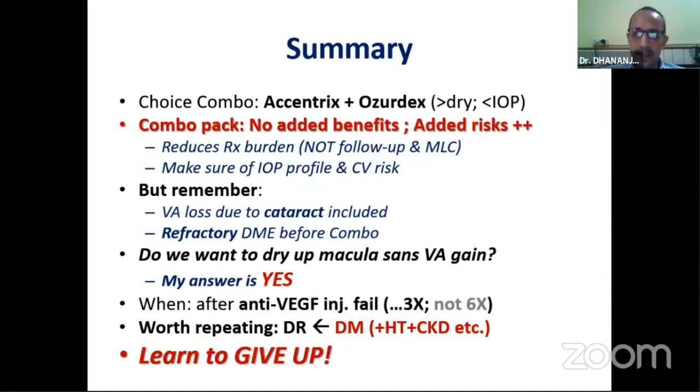When do we try it? When the anti-VEGF fails for at least 3 times. And it is worth repeating that diabetes has to be controlled along with hypertension and other systemic disease. Finally, as Dr. Mangat pointed out and Dr. Lalit also pointed out, learn to give up. Thank you very much.